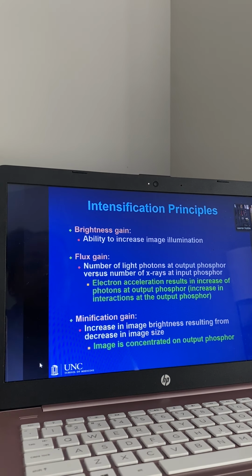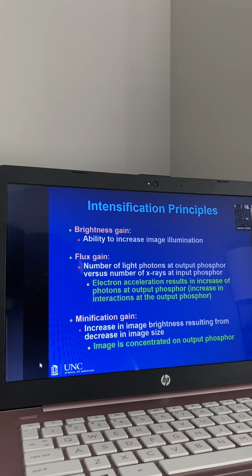Things that you need to know about the image intensifier. And these 3 things have to do with how the image intensifier works in terms of the fact that it greatly increases the brightness. So the things that we're going to talk about will hopefully give you a good idea as to really the importance of this image intensifier compared to the early days of fluoroscopy.